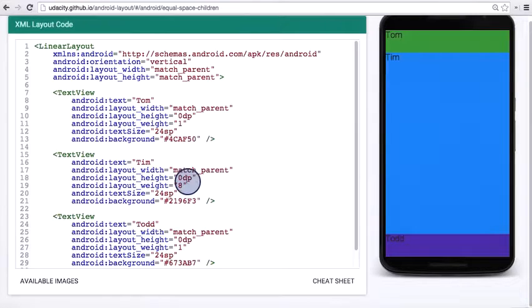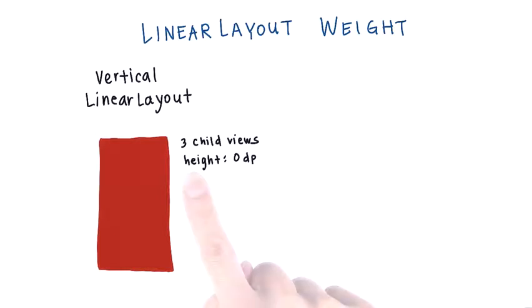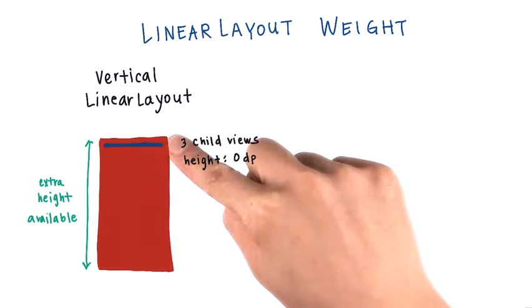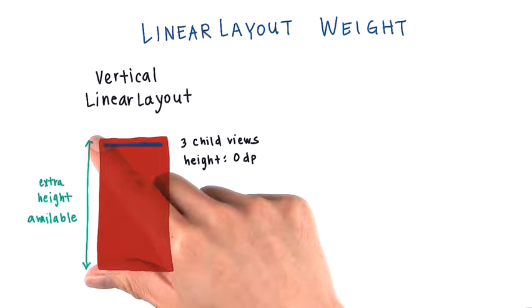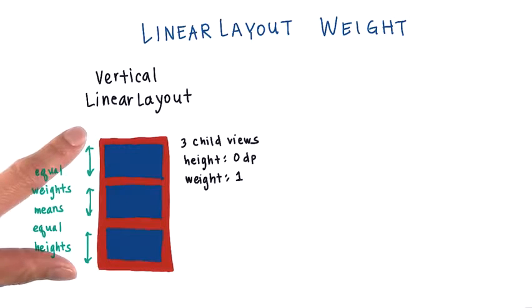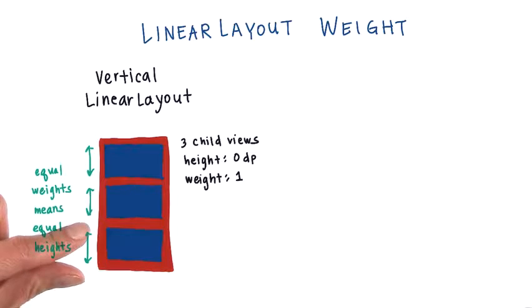So the weight sum total is 8, 9, 10. So the parent divides the available height by 10, and 1/10 goes to Tom, 8/10 goes to Tim, and 1/10 goes to Todd. So for a vertical linear layout, say we have 3 child text views. We set the initial height to be 0 dp, so they're all stacked up at the top of the screen with 0 height. That means the parent has all this extra height available. If I set a weight of 1 on each child text view, then the available parent height will be distributed equally across each of the children.